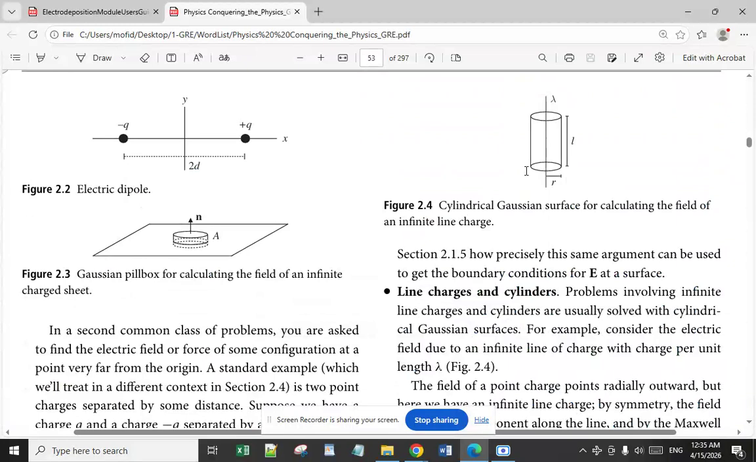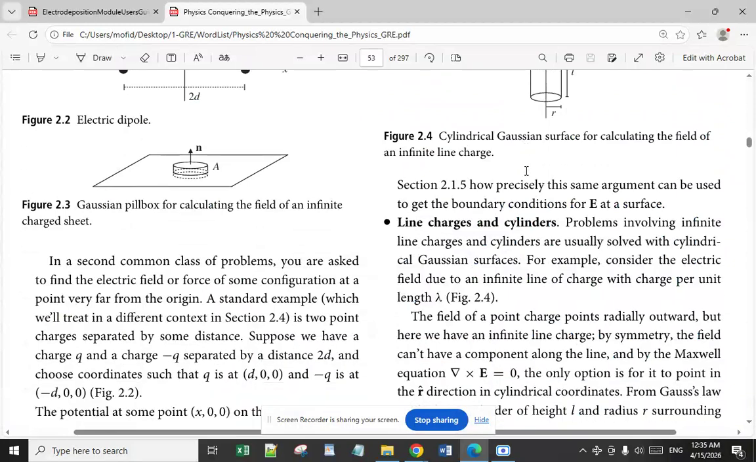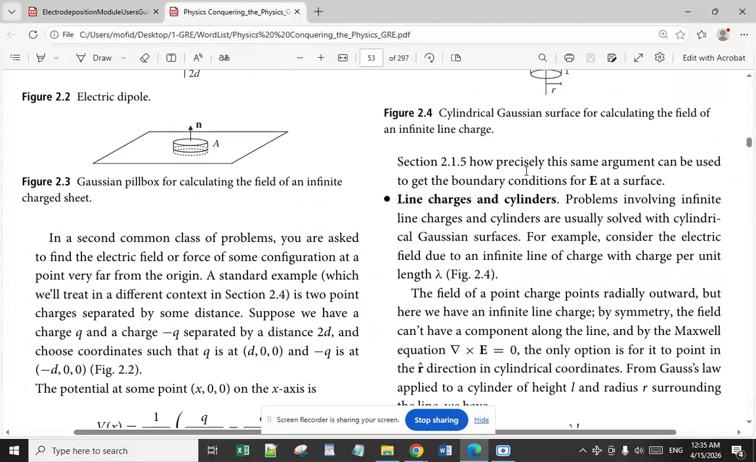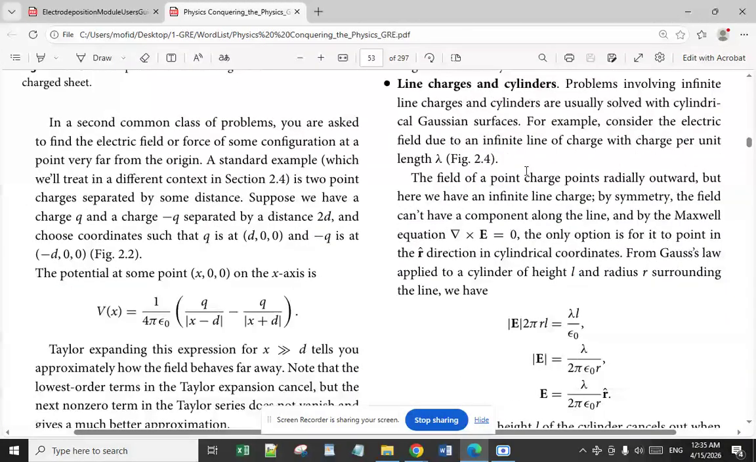In a second common class of problems, you are asked to find the electric field or force of some configuration at a point very far from the origin. A standard example, which we will treat in a different context in section 2.4, is two point charges separated by some distance. Suppose we have a charge q and a charge minus q separated by a distance 2d, and choose coordinates such that q is at (d,0,0) and minus q is at (-d,0,0), which is related to figure 2.2.